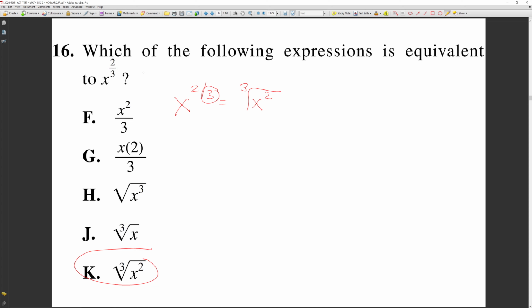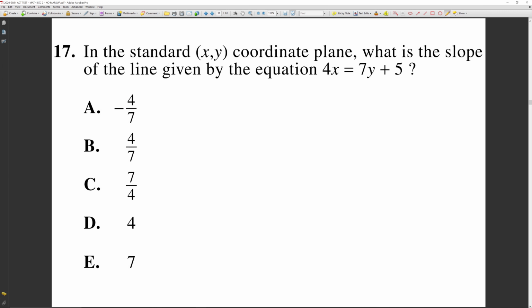In reality, this was a 10-second problem. There you go. Number 17. In the standard xy coordinate plane, what is the slope of the line given by the equation 4x equals 7y plus 5? So if you know the equation of the line is y equals mx plus b, we have to make this look like your standard form so we can find out m, which is your slope.